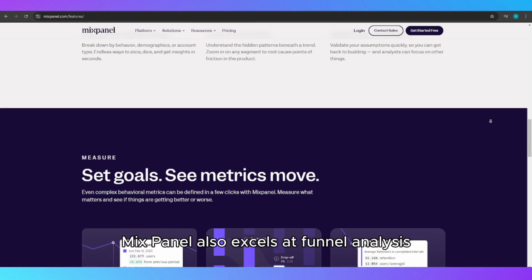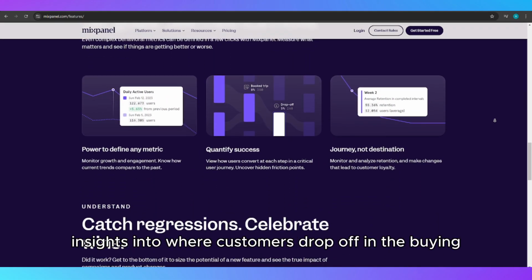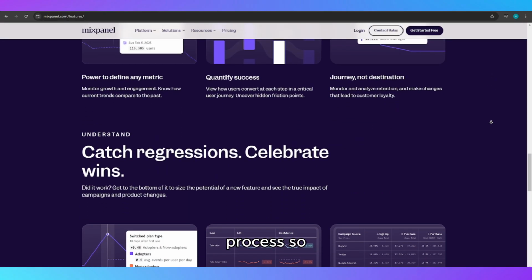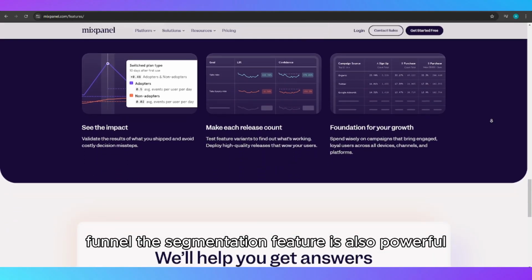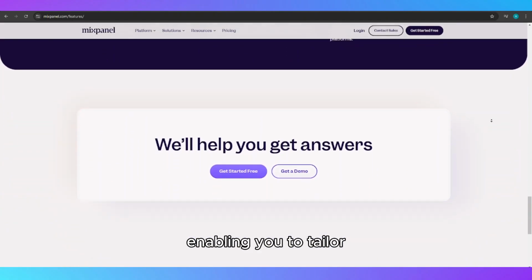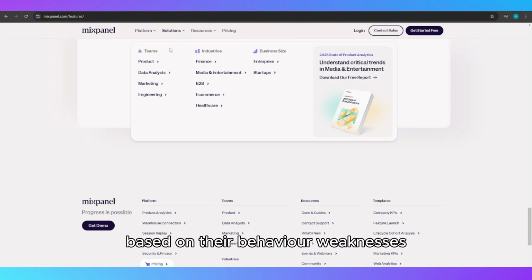Mixpanel also excels at funnel analysis, giving you clear insights into where customers drop off in the buying process, so you can take targeted actions to improve your sales funnel. The segmentation feature is also powerful, enabling you to tailor your marketing efforts to specific customer groups based on their behavior.